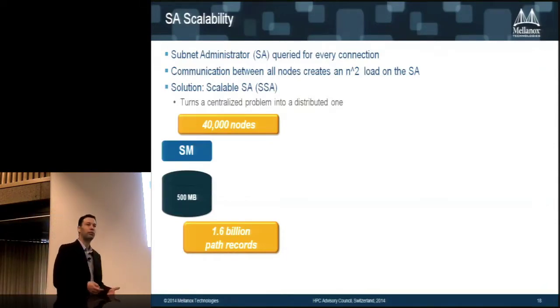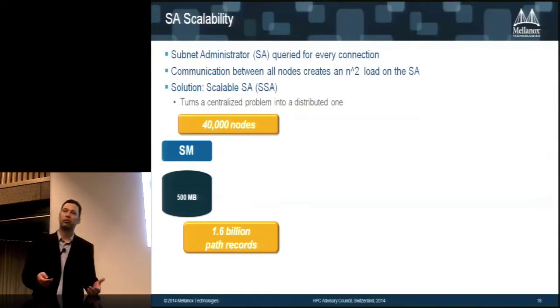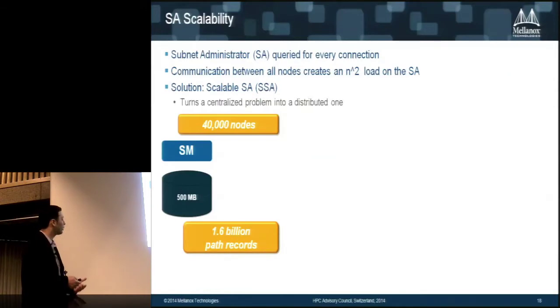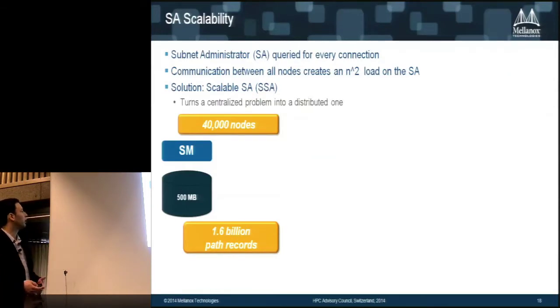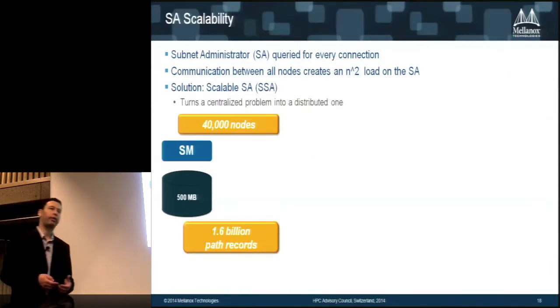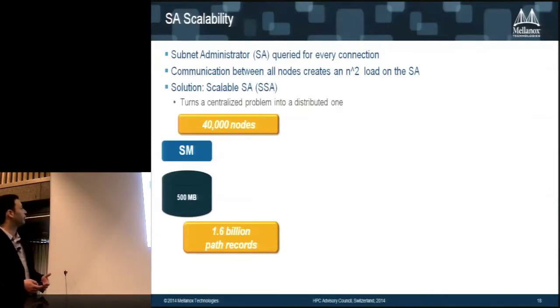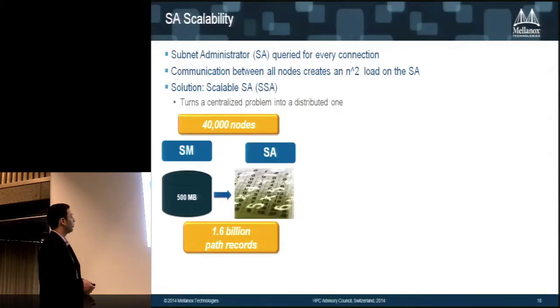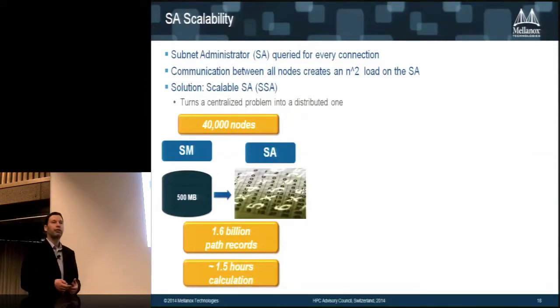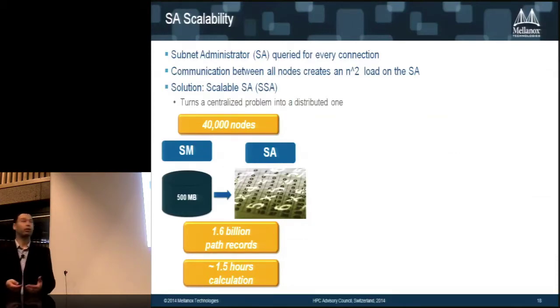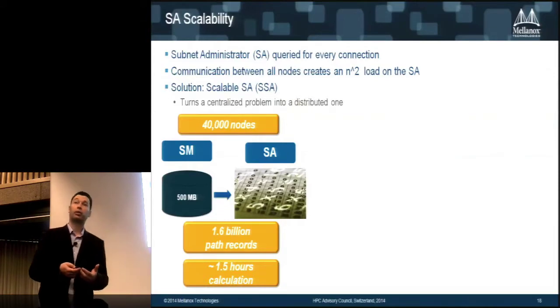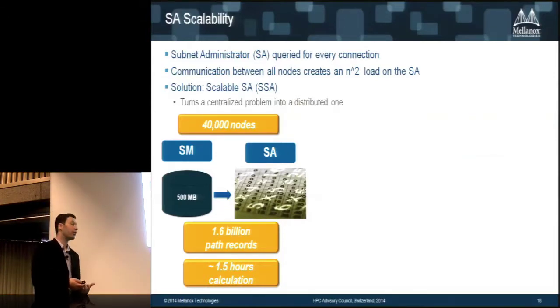So basically the subnet manager retrieving the topology file and all of that and enumerating the network, that's something that could still be handled. But we end up with about 1.6 billion path records, which is the n square of all the nodes that need to communicate with all the nodes. So given that, the subnet administrator will need to respond with those 1.6 billion path records. It will need to calculate them. It will need to respond with them.